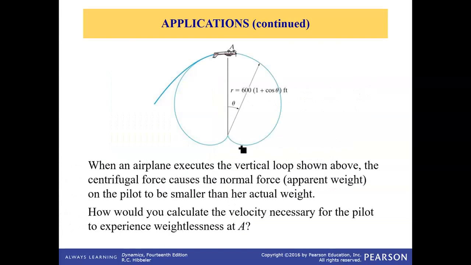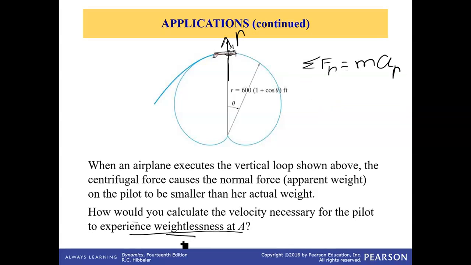Second application: when an airplane executes the vertical loop as shown, the centrifugal force causes the normal force, which is also called the apparent weight, on the pilot to be smaller than her actual weight. How would you calculate the velocity necessary for the pilot to experience this weightlessness? The forces act along the radial direction of the motion. So we will apply this equation: sum of forces in radial direction is equal to mass times radial acceleration.